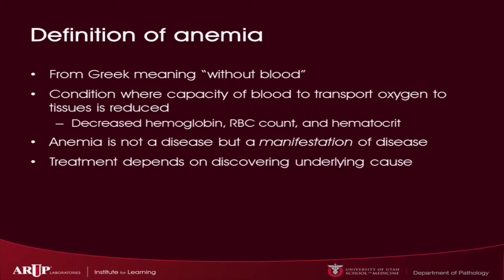If only one of these three parameters is decreased, we would just call it a borderline anemia. For practical purposes, we need at least two different parameters to go down to call it anemia. If it's only a decrease in hemoglobin, then we'll just call it maybe borderline anemia. In a clear-cut case of anemia, all these three parameters would be out of range. Treatment of the anemia depends on discovering the underlying cause. That's the most important way to treat anemia, to determine what's the underlying cause and then treat that.